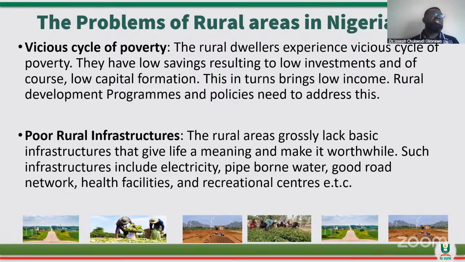And by extension, I can push the vicious circle by one step. If a man has low savings, which results in low investment, because he has low investment, he now has low capital formation, and then ultimately low income, and that imposes upon him poverty. And then he has children. The children grow up in the same environment, start experiencing the same thing. Can't you see that there's a vicious cycle of poverty from one generation to another? So rural development programs, experts, and policies should address the vicious cycle of poverty in rural areas.